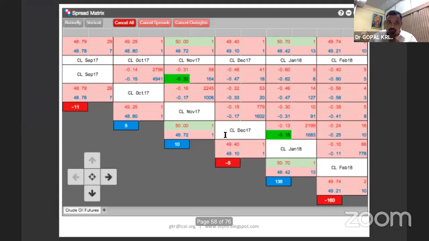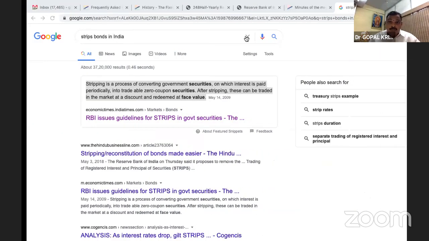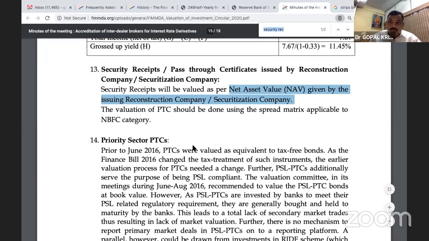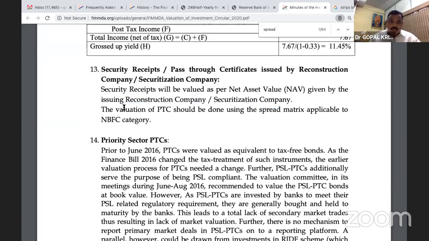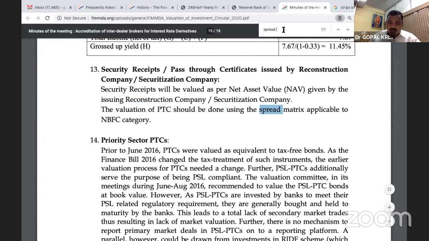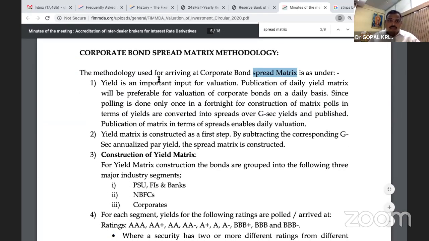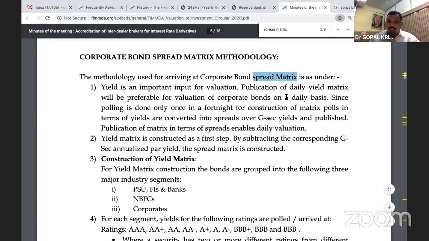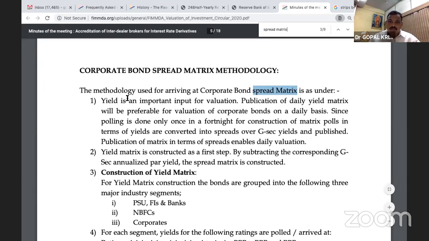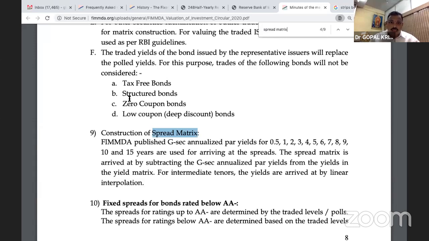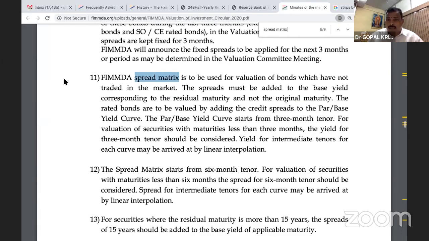So that is 33. Now, please look at this. This is called a spread matrix. I repeat, it's called a spread matrix. Look at this. The valuation of pass-through certificate should be done using the spread matrix applicable for NBFC category. So look at this. The methodology used for arriving at corporate bond spread matrix is as under. Please look at this para. This para is very important.